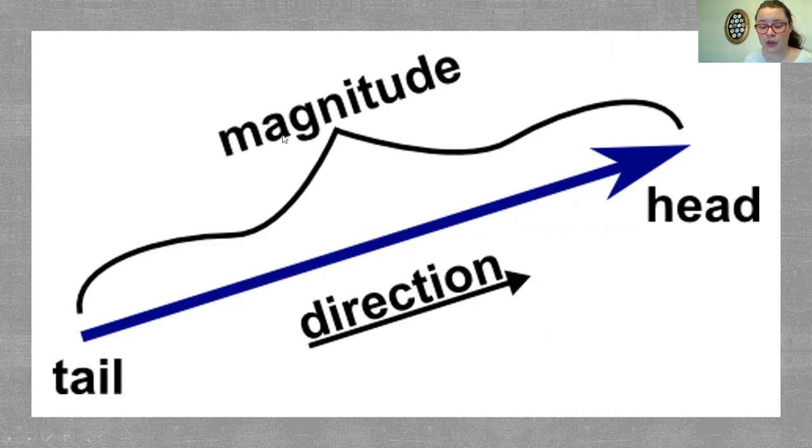To give an answer in a vector question, magnitude and direction are both required, even if both are not specifically stated. So if I ask you what's the sum of the vectors, you need to have magnitude and direction, even if I don't specifically state them. I will often ask for both, just as a memory jogger, but you do need both components. It's essential. It's not a vector if it doesn't have both.